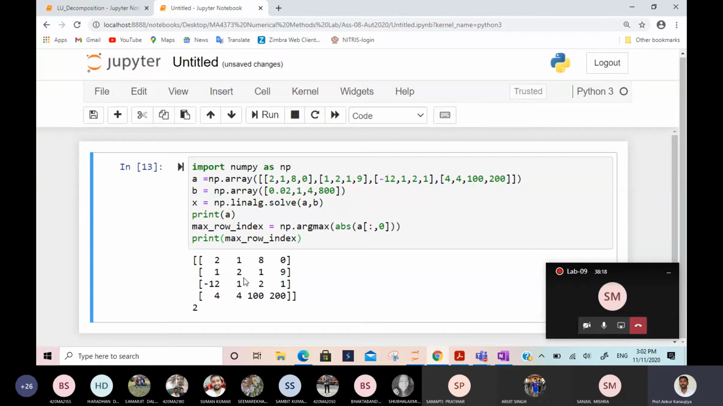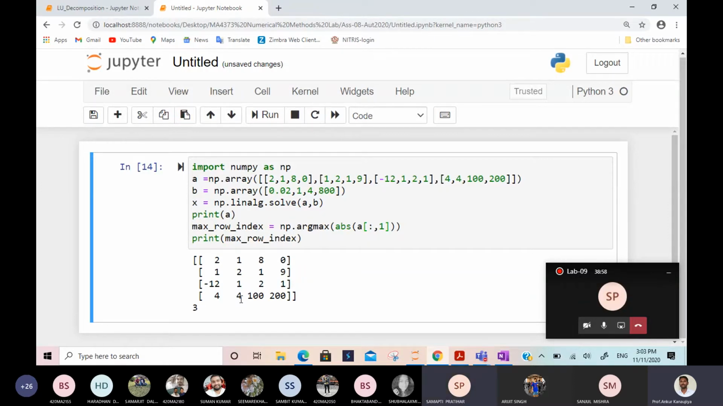So can you tell me what will be the maximum in the second column? Where is the maximum in the second column? 4. 4. So what to write here if we do it for the second column? 1. A colon comma 1. So now if I run, it is giving number 3. That means the third row. Is that clear? The max and argmax difference is clear?